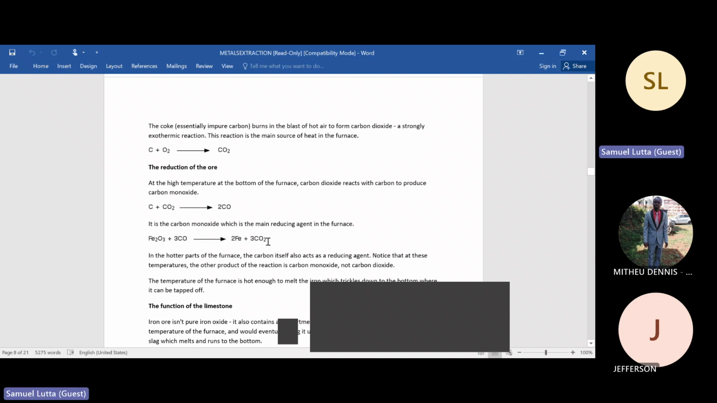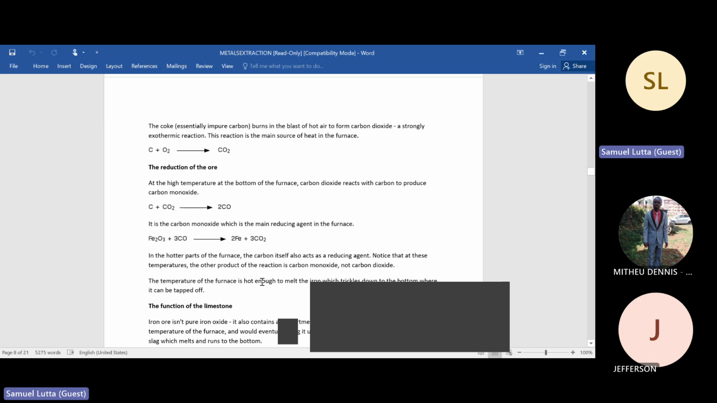So in the hotter part of the furnace, the carbon will itself act as a reducing agent. And notice that if not at this temperature, the other product of the reaction will be carbon monoxide. So when you have this happening, you can also get carbon monoxide as a product. At high temperature, carbon can act as a reducing agent in itself, but at low temperature, carbon monoxide is a better reducing agent, so you can use that one.